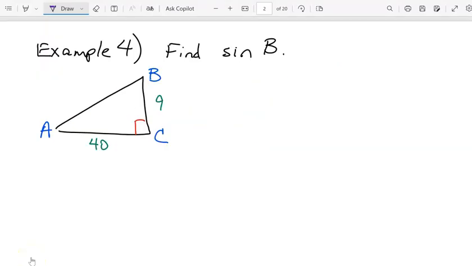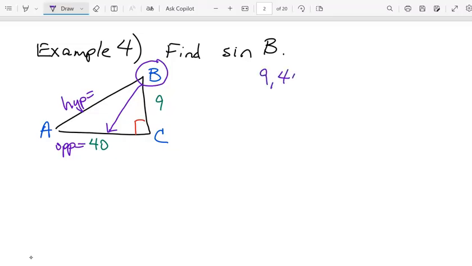In example 4, we're asked to find the sine of angle B. And to find the sine, we need the opposite. And we also need the hypotenuse. And you'll notice that the hypotenuse is not given this time, but don't worry. We know how to find a third side of a right triangle if we have 2 sides given. We use the Pythagorean theorem, or we can use our knowledge of Pythagorean triples.